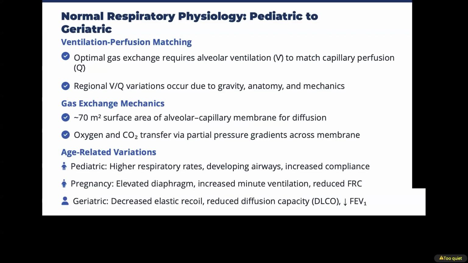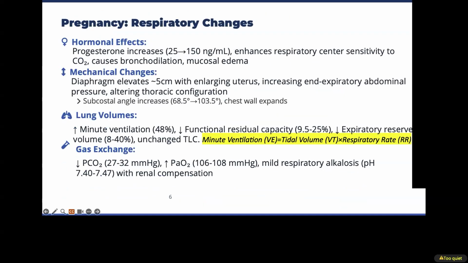So let's take a look, and then I'll show you a chart that summarizes all this. Let's take a look here at respiratory changes in pregnancy. Progesterone levels rise sharply from about 25 to 150 nanograms per milliliter. This hormone doesn't just affect the uterus, it also resets the brain's respiratory center.